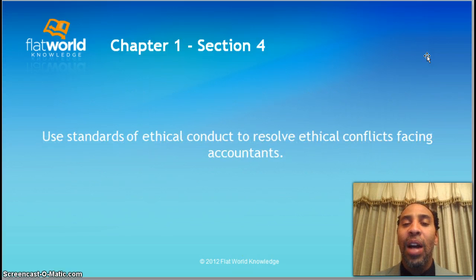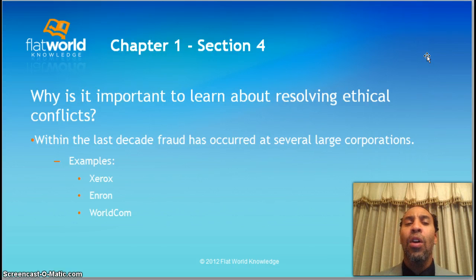Use standards of ethical conduct to resolve ethical conflicts facing accountants. Right. So one of your assignments this week is going to be to write about ethics in accounting, and we've seen a lot of people do a lot of unethical things just recently in the last 10 years, and it's probably been going on much longer than that. It's just that nobody's really uncovered it. So why is it important to learn about resolving ethical conflicts? Within the last decade, fraud has occurred at several large companies. So examples are Xerox, Enron, and WorldCom, super huge companies. The two latter companies are nowhere around, but Xerox is still here and still doing well.